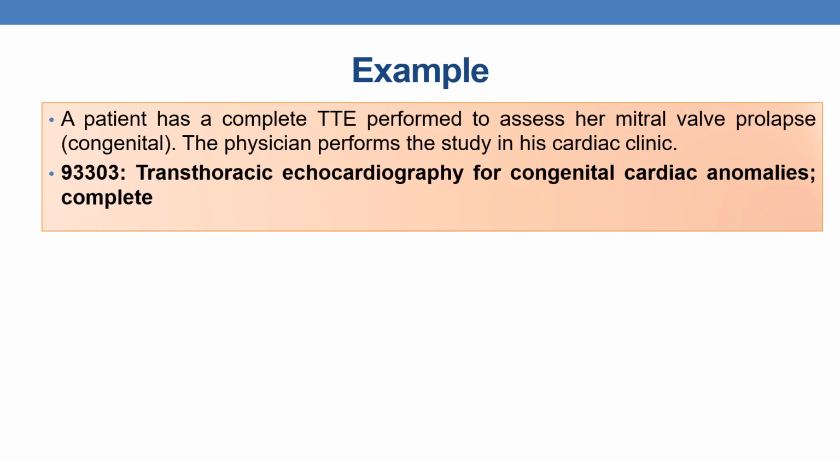The next example is also for 93303. A patient has a complete TTE, that is transthoracic echocardiography. Complete transthoracic echocardiography performed to assess her mitral valve prolapse and it is congenital. And the physician performs the study in his cardiac clinic. So the appropriate CPT is 93303. Transthoracic echocardiography for congenital cardiac anomalies complete.